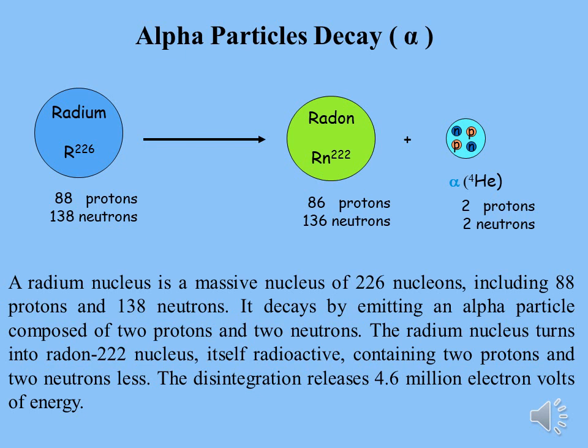Alpha particle decay. As in the figure, the radium nucleus is a massive nucleus of 226 nucleons, including 88 protons and 138 neutrons. It decays by emitting an alpha particle composed of 2 protons and 2 neutrons. The radium nucleus turns into a radon-222 nucleus, itself radioactive, containing 2 protons and 2 neutrons less. The disintegration releases 4.6 million electron volts of energy.